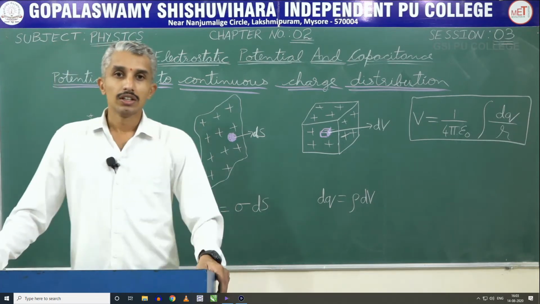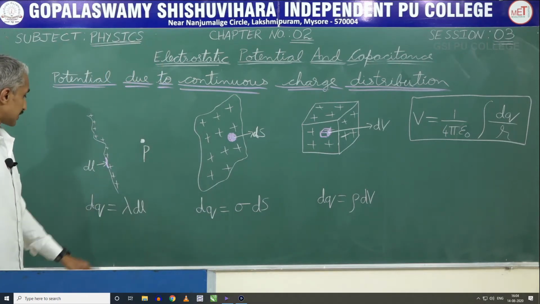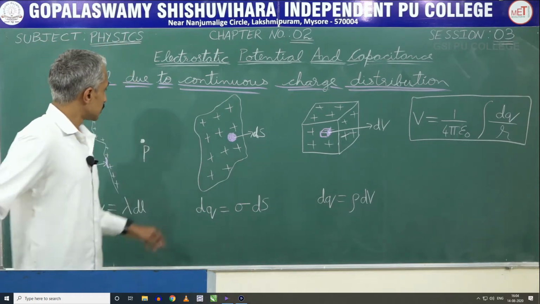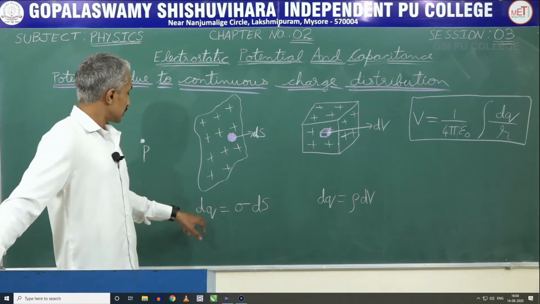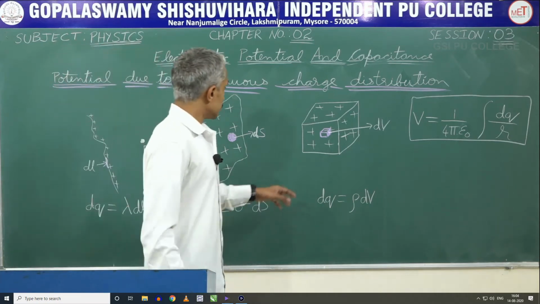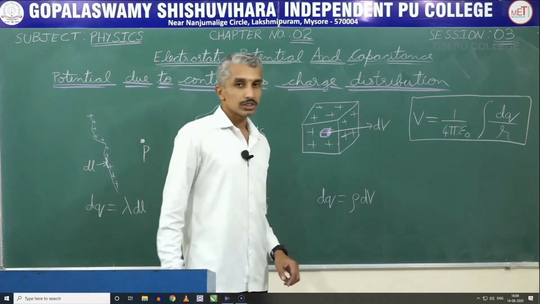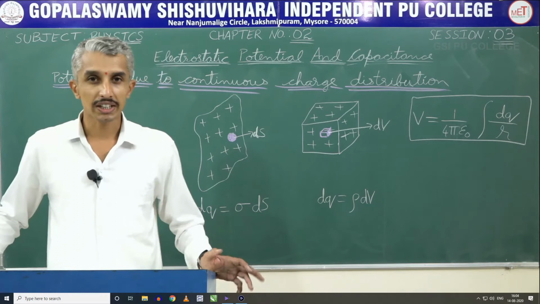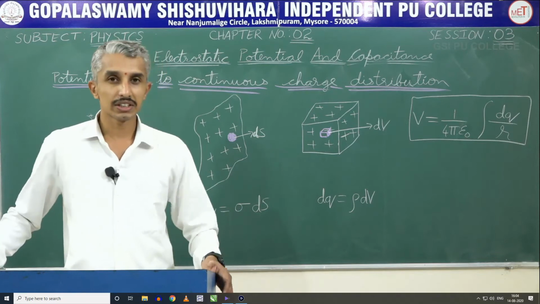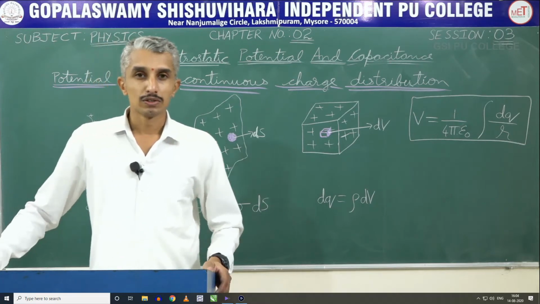In case of a linear charge arrangement, the charge dq is given by lambda into delta L, where lambda is called the linear charge density. In case of a plane sheet, dq is given by sigma into ds, where sigma is the surface charge density. In case of charge in a volume, dq is given by rho into dv, where rho is the space or volume charge density. The common formula for continuous charge distribution is 1 by 4 pi epsilon naught integration dq by r. Integrate the potential at a point due to every small element. We will move on further.